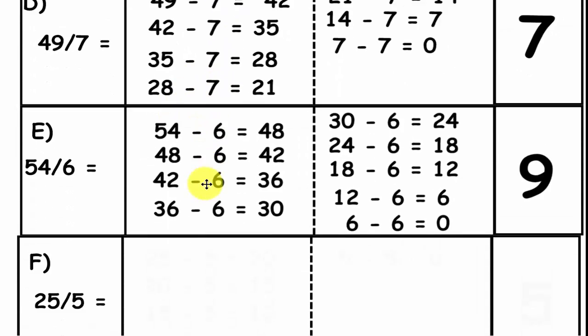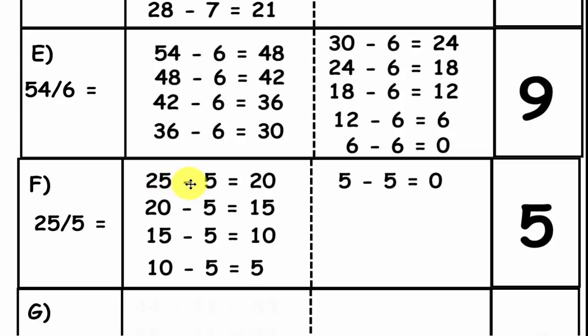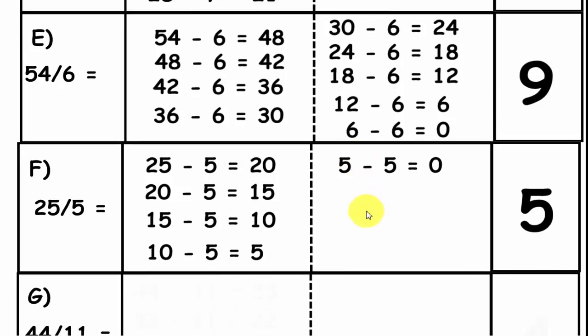Now, let's look at letter F. Simple one. Okay, you have 25 minus 5 is a 20. 20 minus 5 is 15. 15 minus 5 is a 10. 10 minus 5 equals 5. And 5 minus 5 equals 0. Again, to check this out, you take your 5, multiply times 5, and you should have 25 because we have 1, 2, 3, 4, 5 equations.